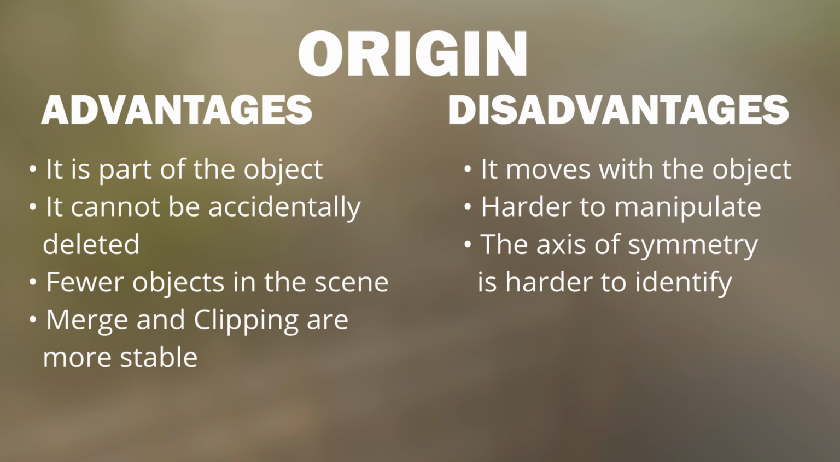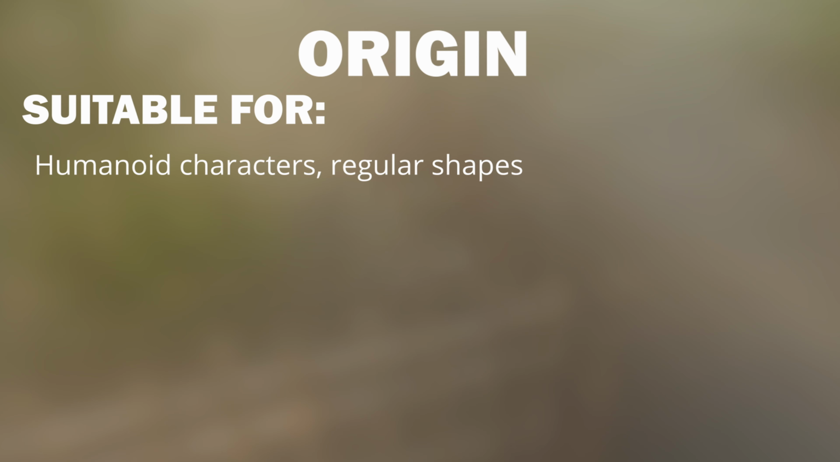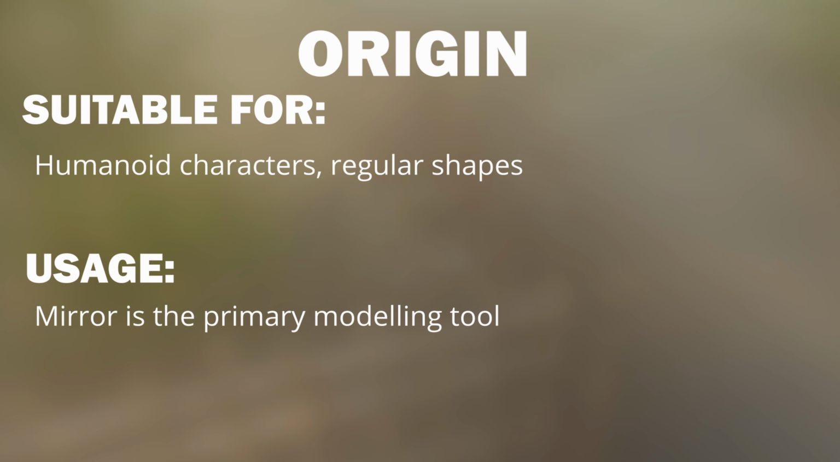The disadvantage of the origin is that it moves with the object, which is not always desirable. In complex models, it can be accidentally moved without meaning to. Since it is a part of the object, it is harder to see during modeling where the visual axis of symmetry is, and there are cases, especially in more complex modeling, where working with the origin can be confusing. The origin is suitable for modeling simpler objects such as characters, heads, or simple symmetrical things. It is used when the mirror modifier is the main tool for modeling, not just a helper.